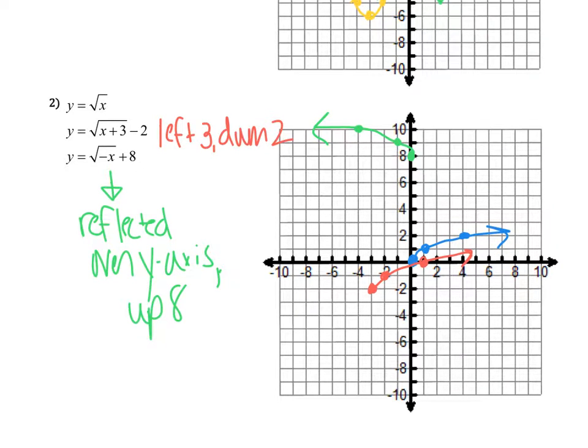Okay, so here are the two graphs that you should have gotten. Notice that the red line just went left 3 and down 2. So that's this one right here, left 3 and down 2.